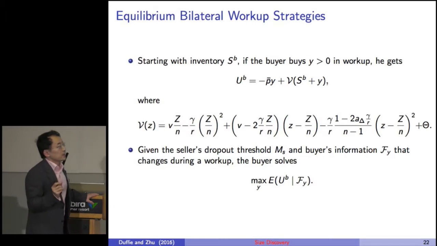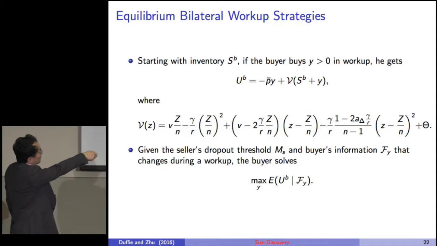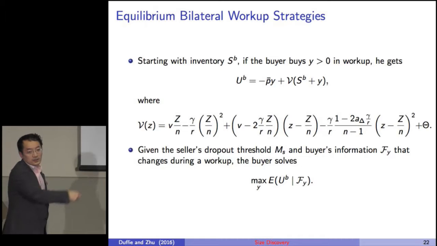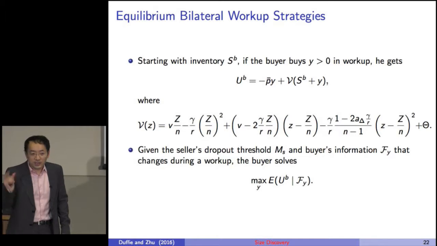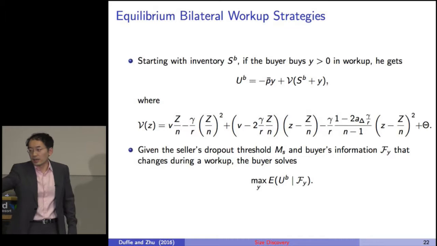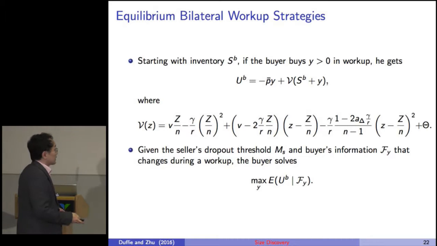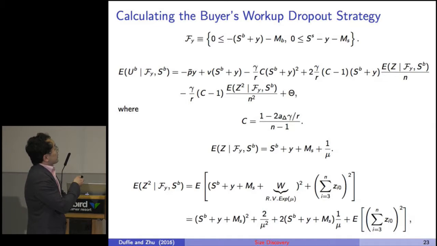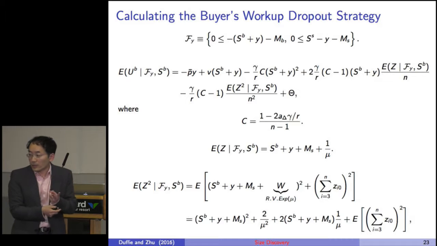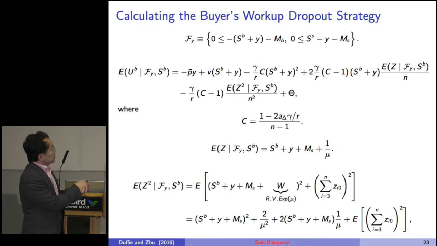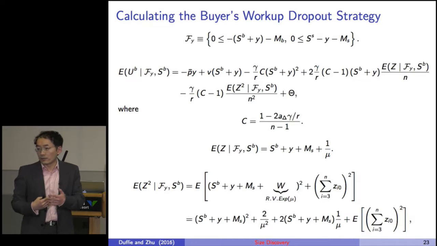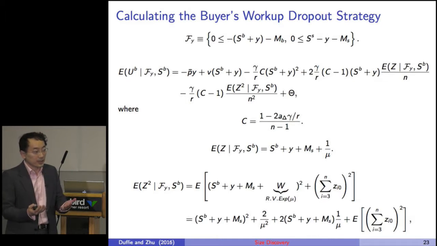Now, the tricky part, or the non-trivial part of it, is that as you liquidate more and more, this information starts to change, because that's going to change your expectation of your counterparty's inventory size. Now, exactly how does this work out? The information set consists of two parts. One is that your remaining inventory size is larger than your dropout threshold. Otherwise, you have dropped out already.